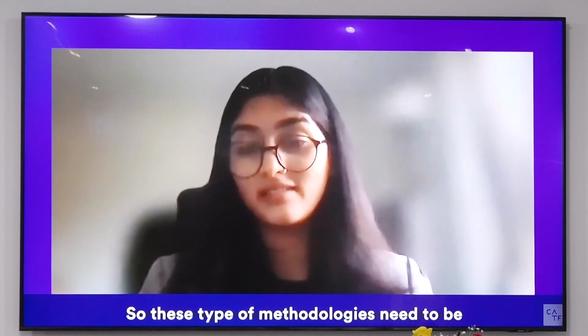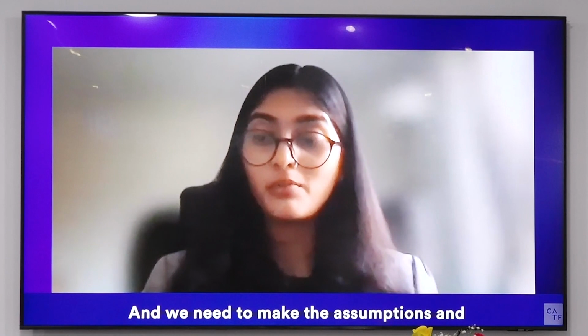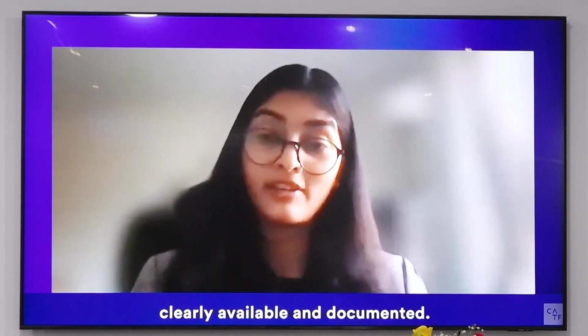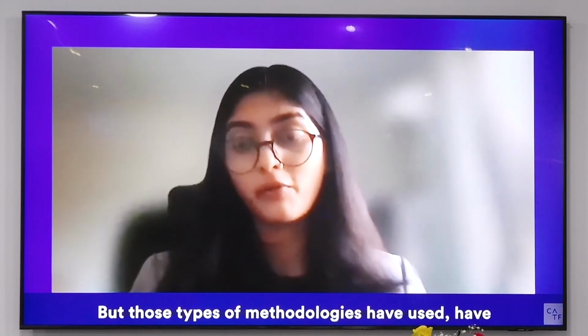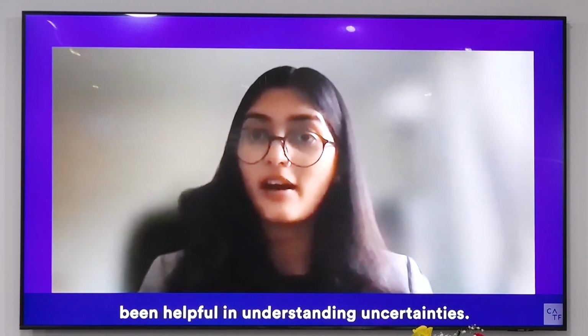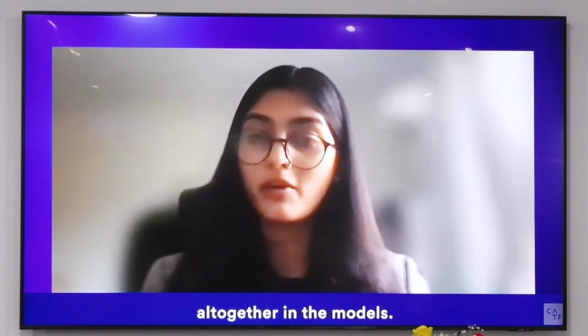So these type of methodologies need to be used very carefully, and we need to make the assumptions and the methodological framework very clearly available and documented. But those type of methodologies have been helpful in understanding lots of different uncertainties altogether in the models.